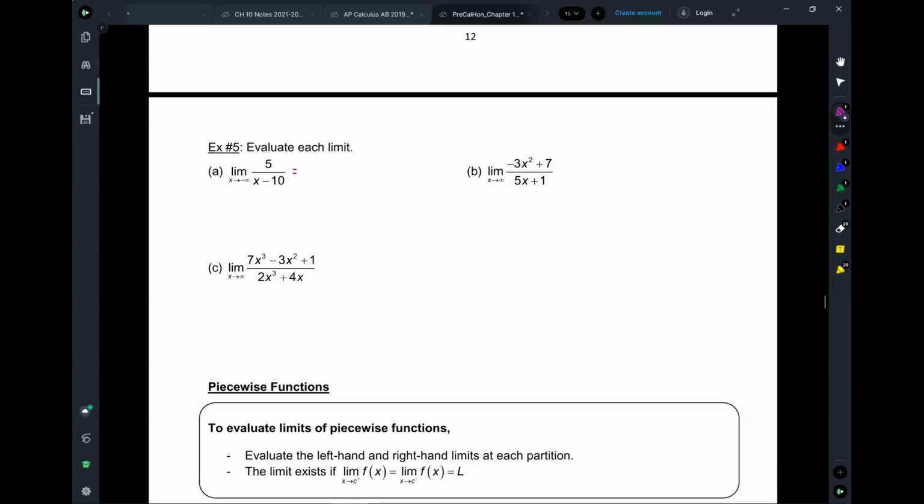What do you think? It's 0. It's 0 because it's 5 over x.